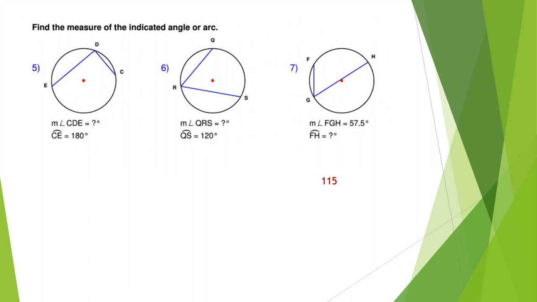Okay, so for number 5, it says arc CE is 180. So the angle is half the arc. Half of 180 is 90. For number 6, it wants the angle when it tells you the arc is 120. Well, the angle is half the arc, so it's half of 120 or 60.